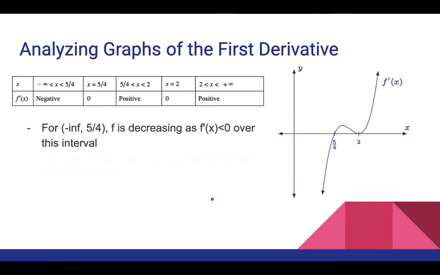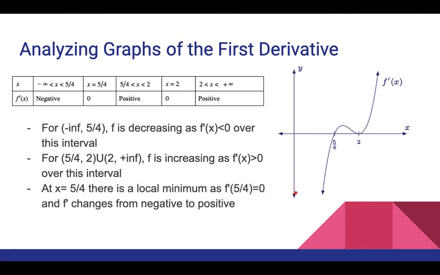So what we can do now is interpret these results. This is a graphical example of applying the first derivative test to a graph. So now we can interpret our results here and say that for negative infinity to 5/4, f is decreasing because the first derivative is negative over this interval. For 5/4 to 2 and 2 to positive infinity, f is increasing as f prime of x is greater than 0 over this interval. And then lastly, at x equals 5/4, there is a local minimum as we have a critical point here. Again, we see that the first derivative has an x-intercept at this point, so it equals 0, and the first derivative changes from negative to positive, telling us we have a local minimum at this point.